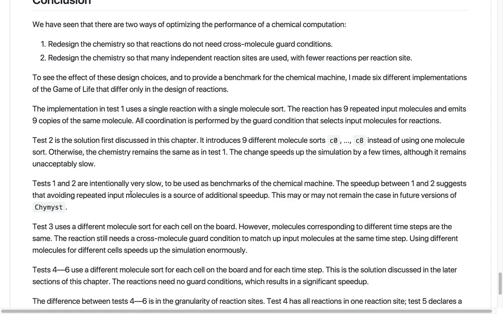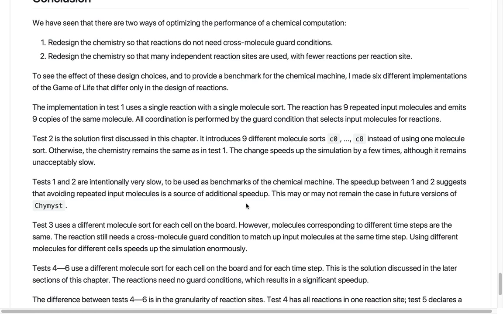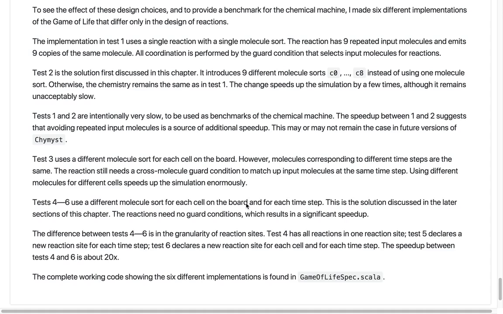Avoiding repeated input molecules is speeding up things. Avoiding cross-molecule guards is speeding up things. And avoiding one reaction site with a large number of reactions is also speeding up things. So with this, I conclude the tutorial on dynamic reactions in the chemical machine.